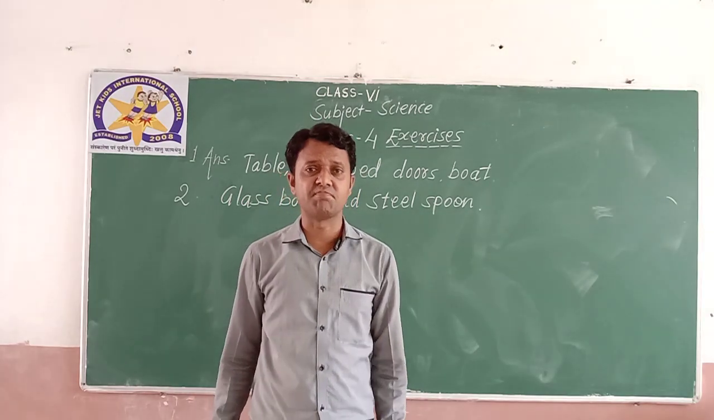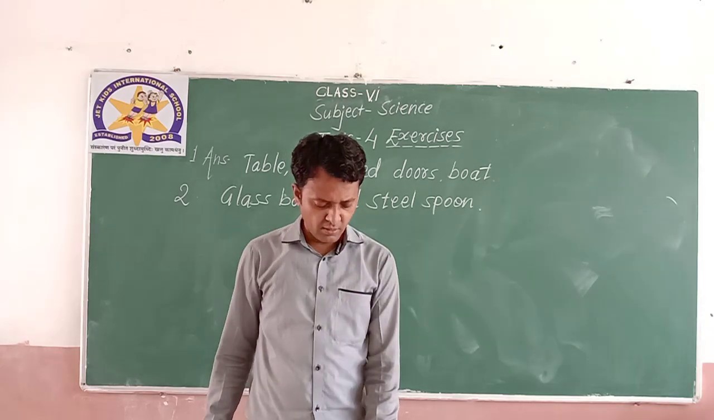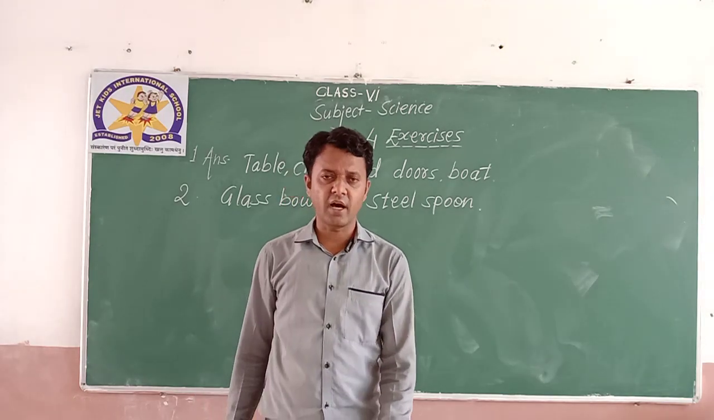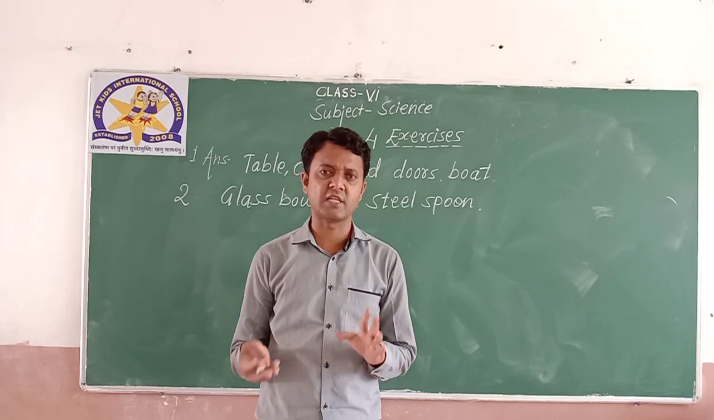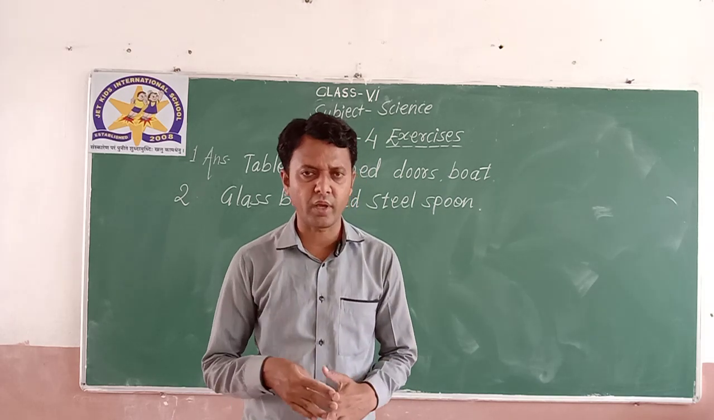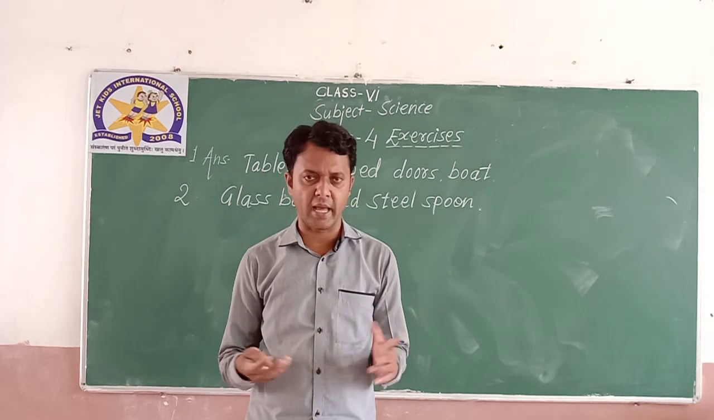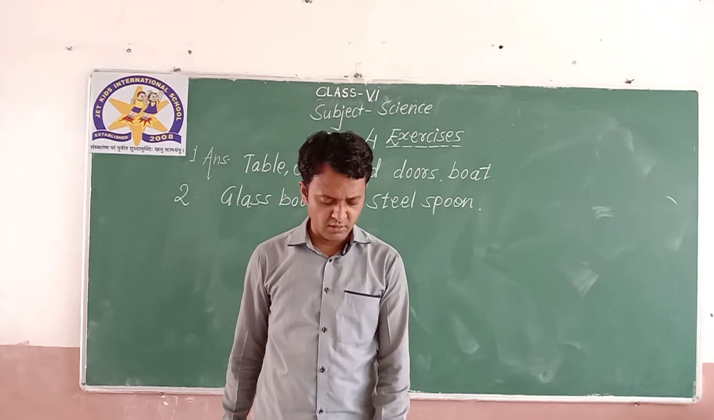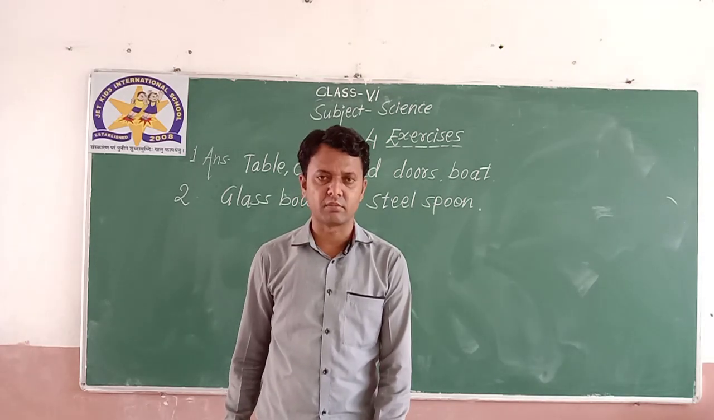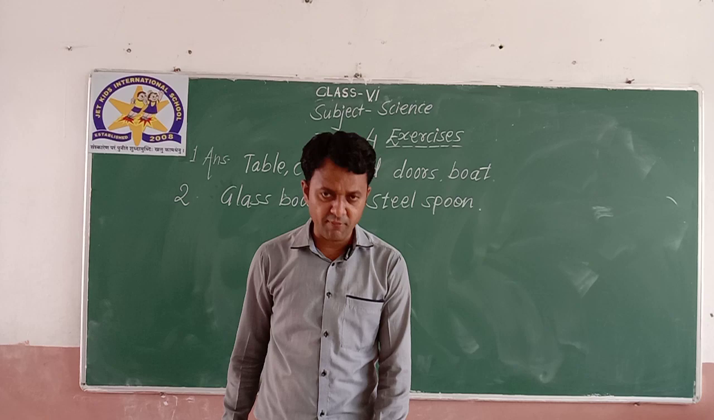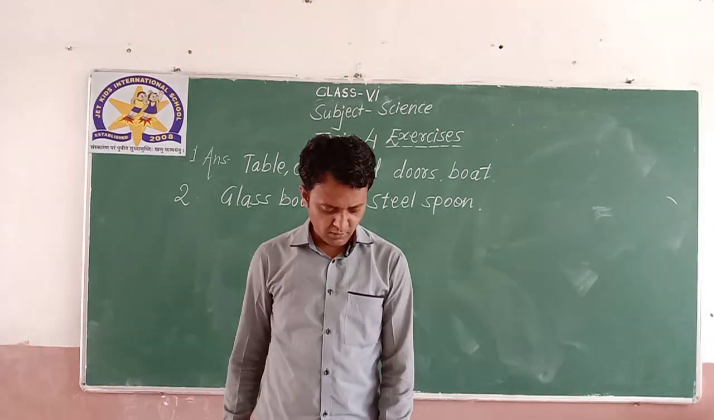Question number 3 is match the following. So easy. Just listen to me. Here are some objects given and here are some materials from which those objects are made. Maybe one object is made of 2-3 materials also. So let us see first. There is a book. Book is made of paper. So match book with paper.